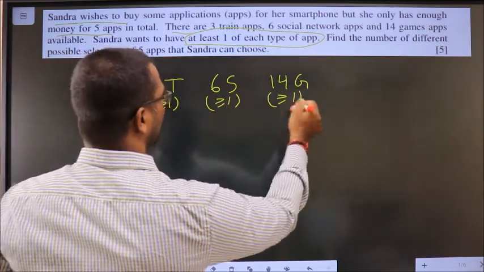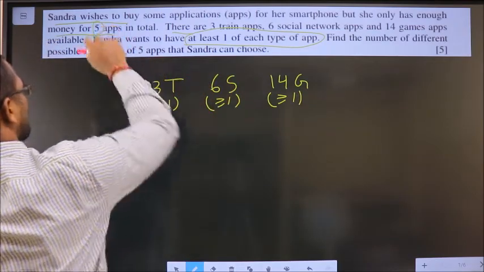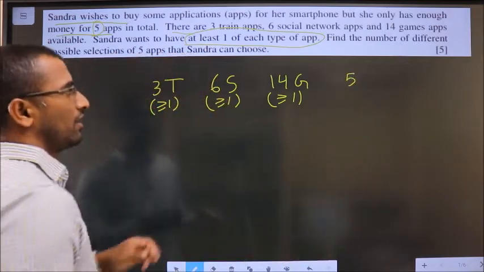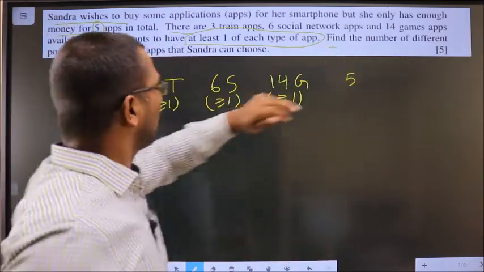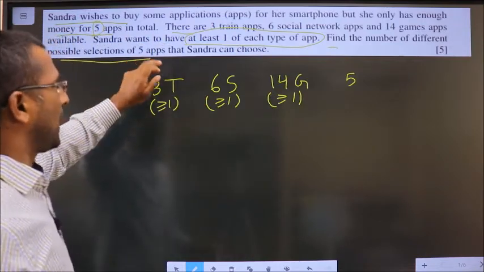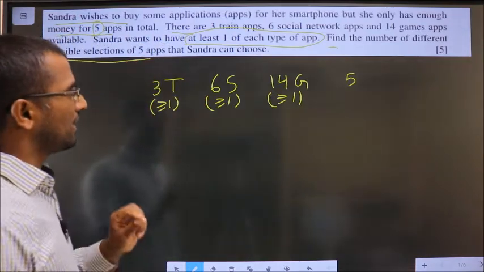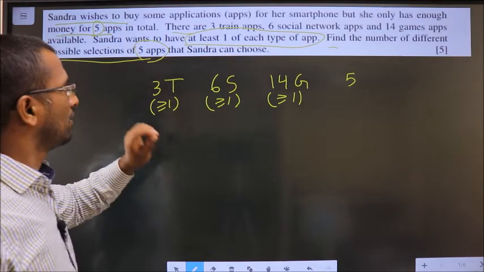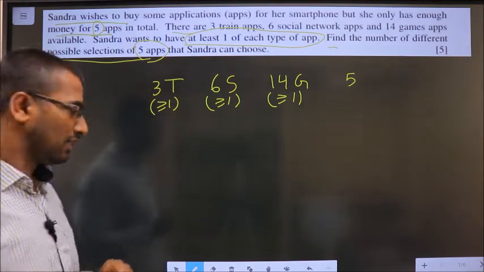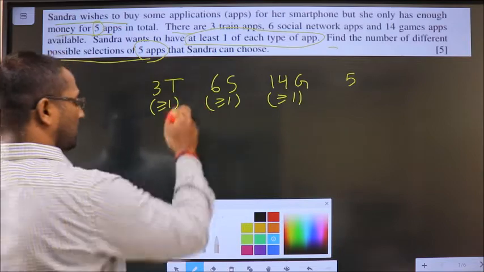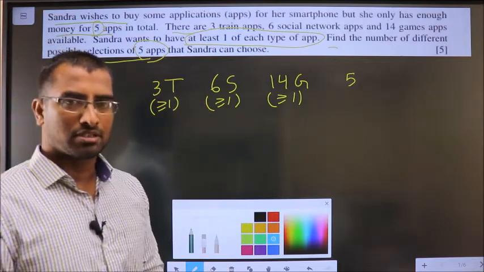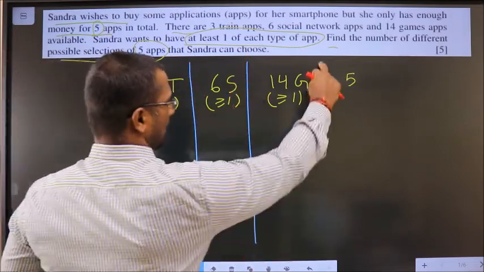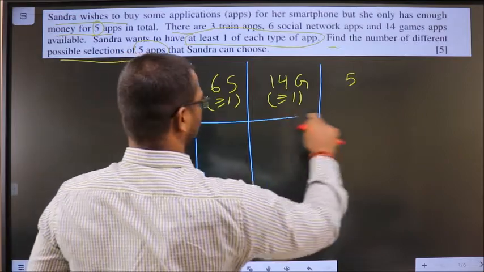Clear? Now from all this, she wishes to select any 5. So she needs to select 5. Find the number of different possible selections of 5 apps that Sandra can choose. From the given, she has to select 5 apps. Clear? Now, you come across multiple options, so make a table. One column for T, S and this, and you need to select in total 5.